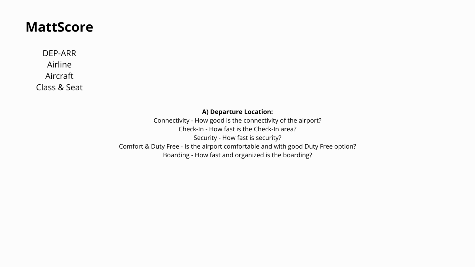The first category is the departure location. Here we look at the connectivity of the airport with the general surroundings. Note that we can only evaluate the route we take, for obvious reasons. The check-in route is to see how fast, relaxed and in general good that part of the airport is. Same thing with security, taking into account the safety factor and the vibe of the people working there.